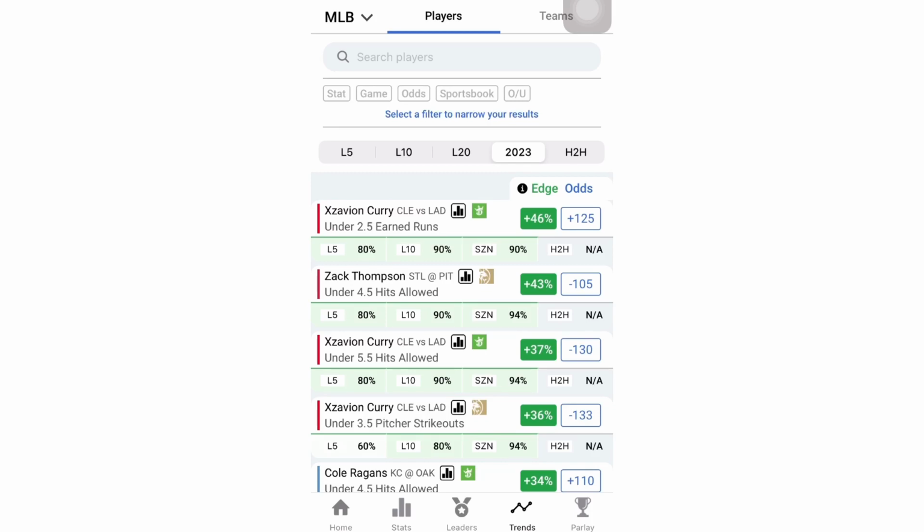Today we are going to be taking a look at the trends page, as well as looking at the best ways to get value out of this feature of the Hall of Fame Bets app. So without further ado, let's get right into the walkthrough.